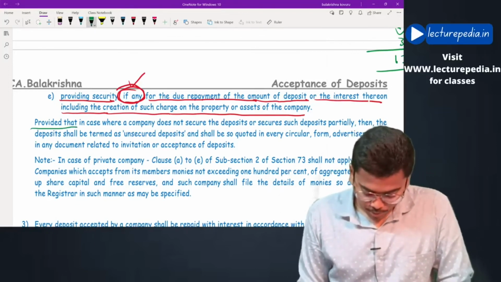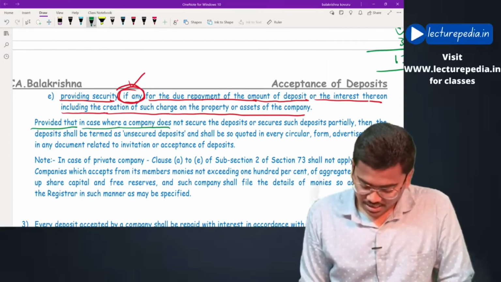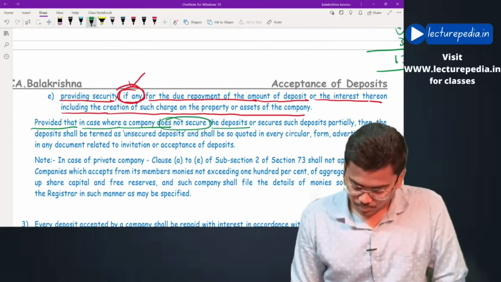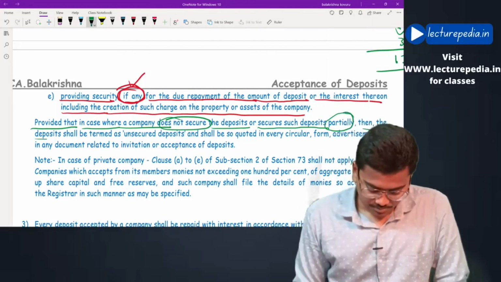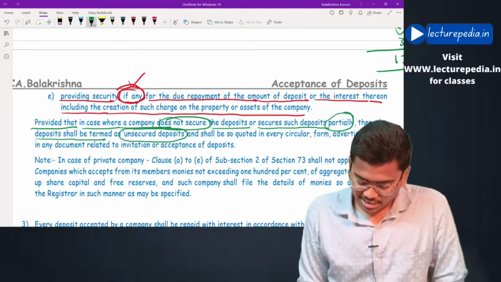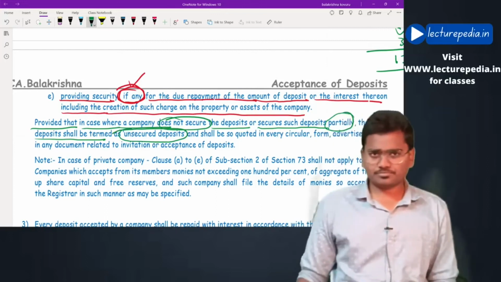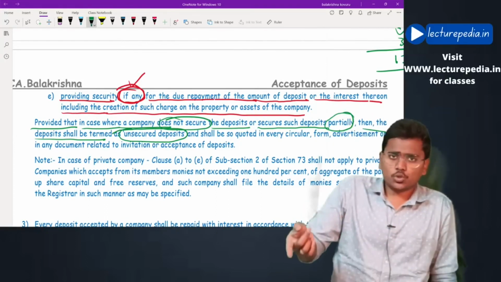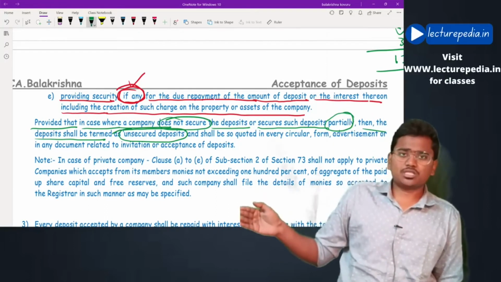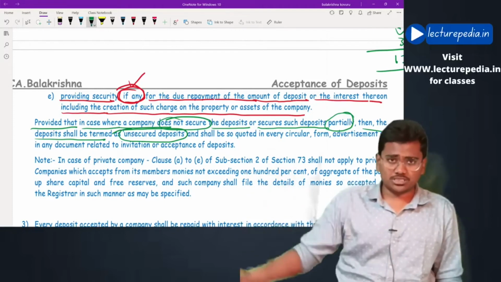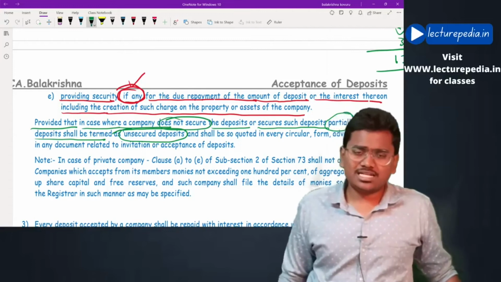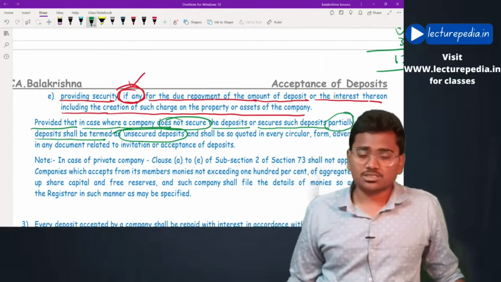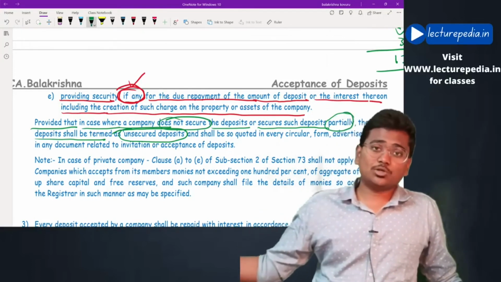Next, provided that in case where a company does not secure the deposits or secures such deposits partially, then the deposits shall be termed as unsecured deposits. See, if the company has secured the deposits, then those deposits will be called secured deposits. Let's say the company has not secured the deposits, it has not created any charge. In that case, they will be known as unsecured deposits.